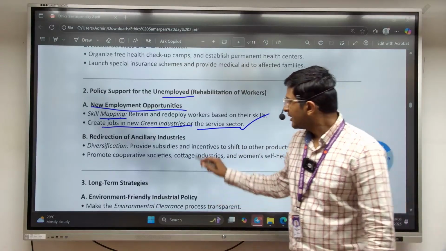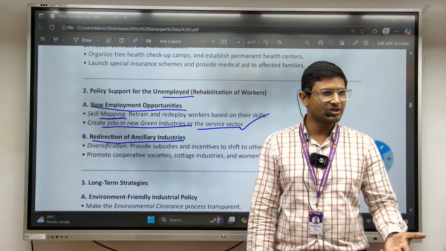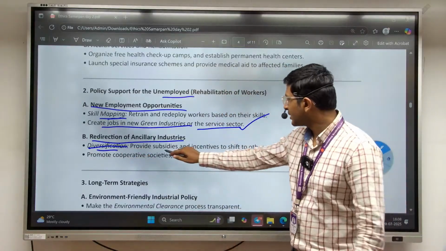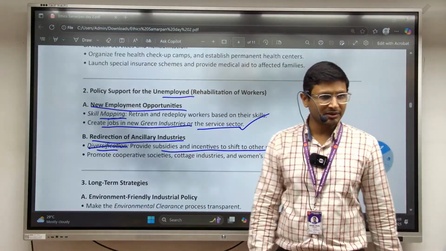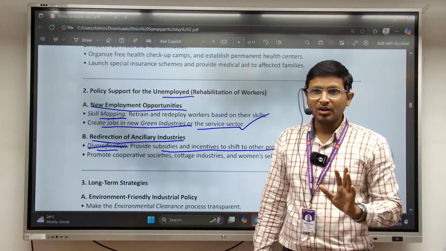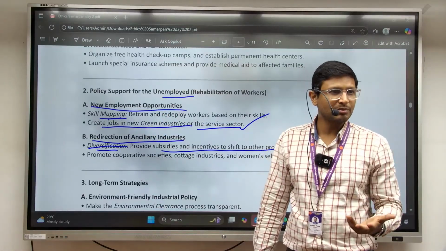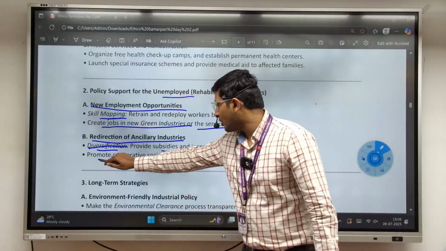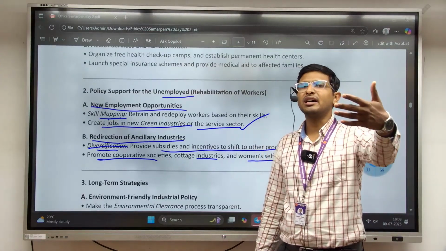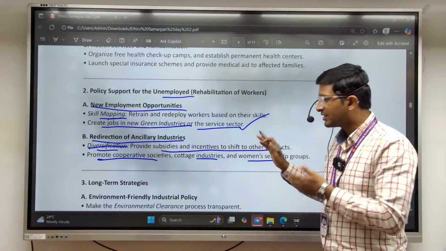Redirection of ancillary industries, those who are dependent on those industries, so redirection, how? Diversification, provide subsidies and incentives to shift to other products. अगर किसी एक प्रोडक्ट बना रहे होते तो उनको सब्सिडी दो कि तुम कोई और प्रोडक्ट बना लो, वहाँ पे जो अदर इंडस्ट्रीज इस्टेब्लिश की जाएंगी उनके प्रोडक्ट्स बना लो. प्रोवाइड सब्सिडीज टू देम, प्रोवाइड इंसेंटिव्स टू देम. Promote cooperative societies, cottage industries, women self help groups, so that those people who are getting unemployed because of the closure of the ancillary industries, they will get the jobs here.